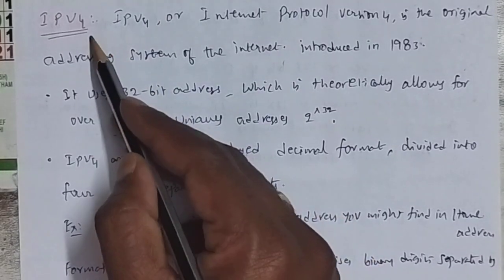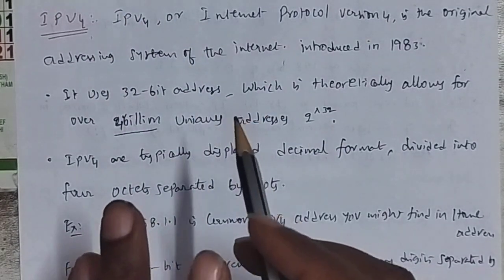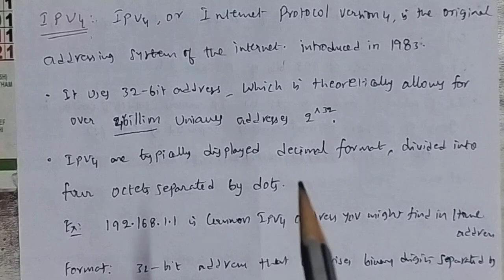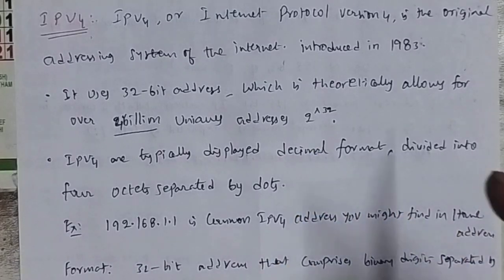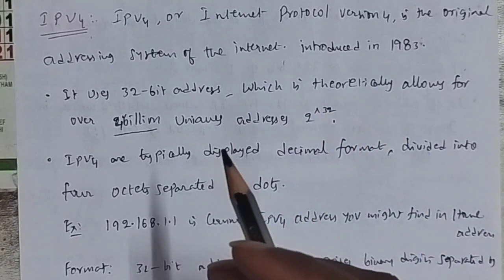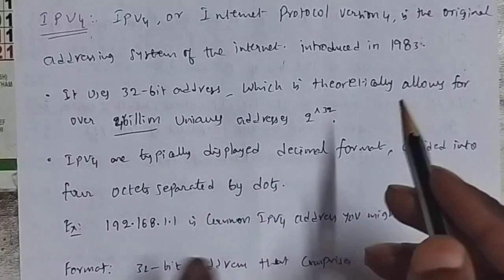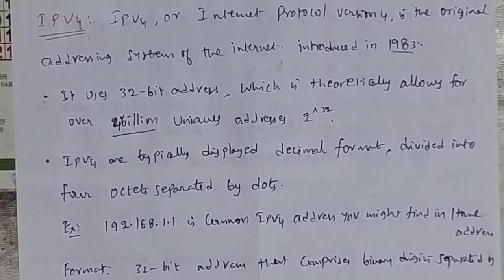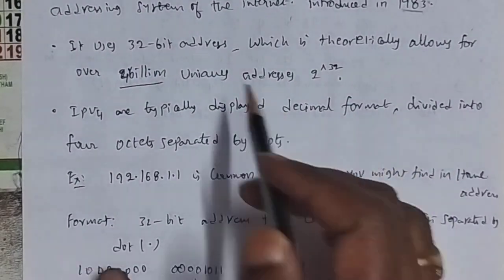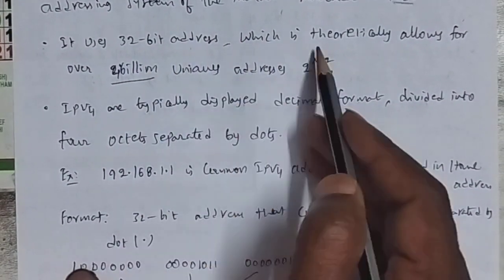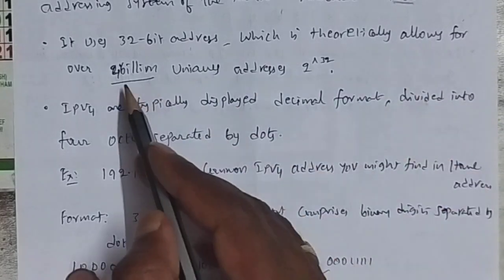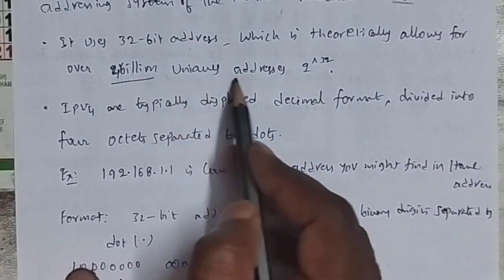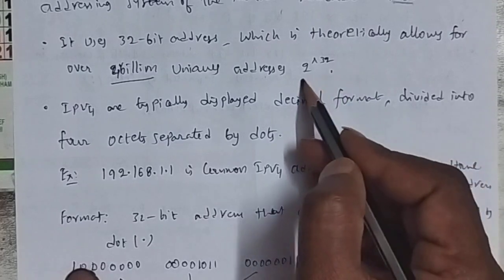Okay, here IPv4 is nothing but the Internet Protocol, V is version, and 4 is version 4. It is the original addressing system of the internet. It was introduced in 1983. Where do we use IPv4? IPv4 uses a 32-bit address, which theoretically allows for over 4 billion unique addresses. It means 2 power 32.